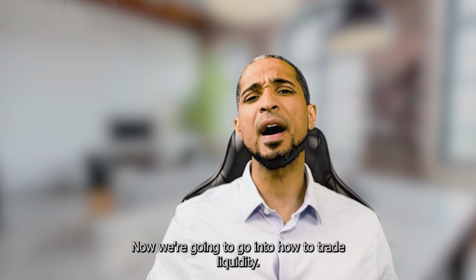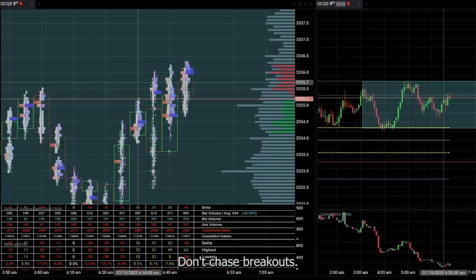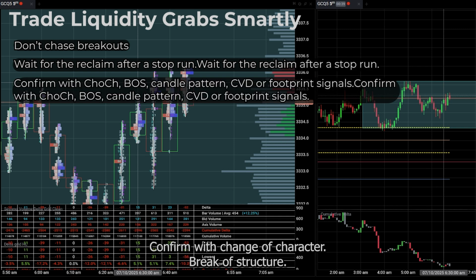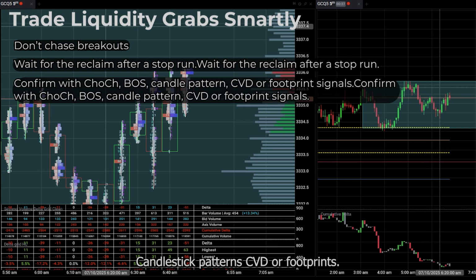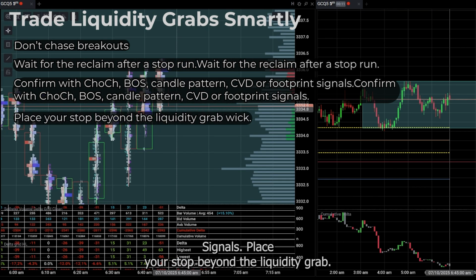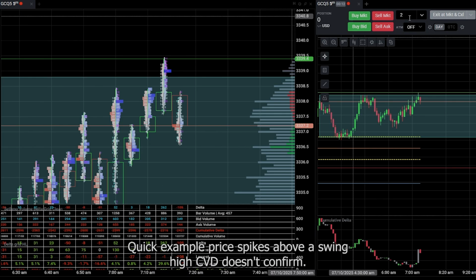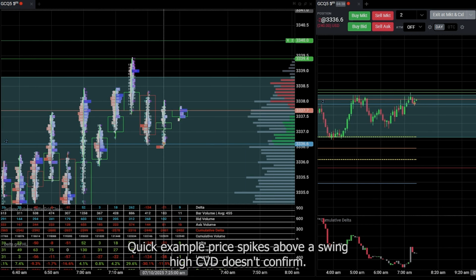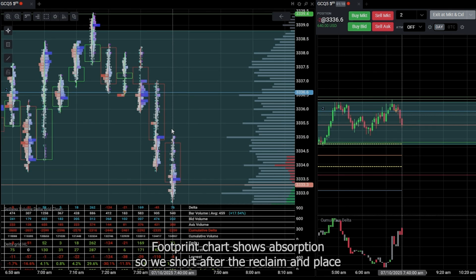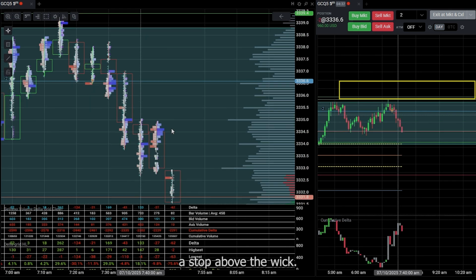Now we're going to go into how to trade liquidity grabs smartly. Don't chase breakouts. Wait for the reclaim after a stop run. Confirm with change of character, break of structure, candlestick patterns, CVD, or footprint signals. Place your stop beyond the liquidity grab wick. Example, price spikes above a swing high. CVD doesn't confirm, footprint chart shows absorption, so we short after the reclaim and place the stop above the wick.